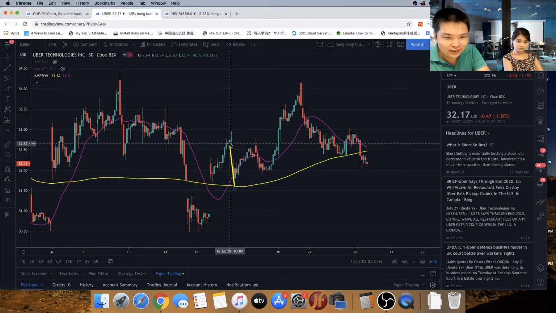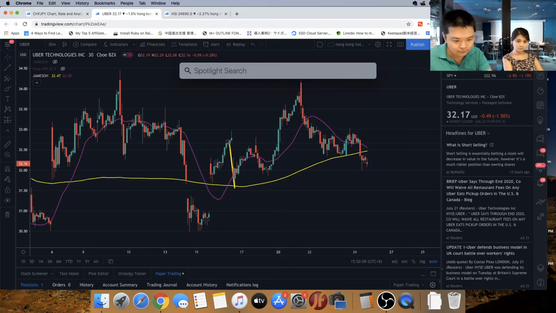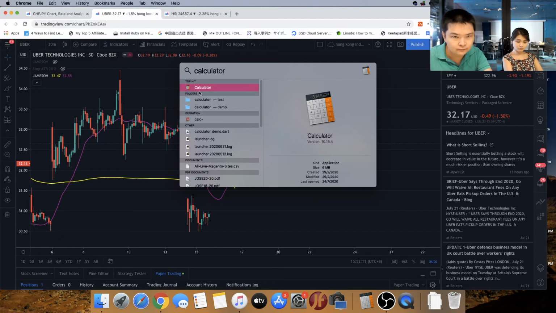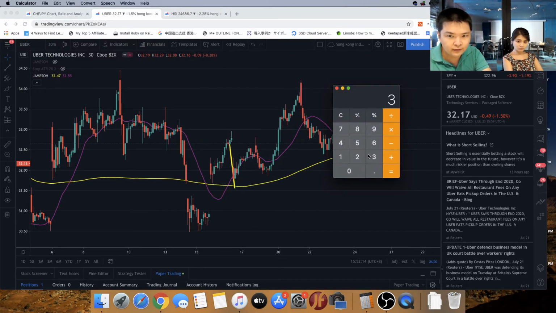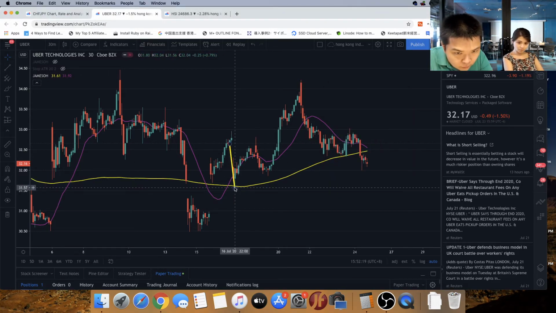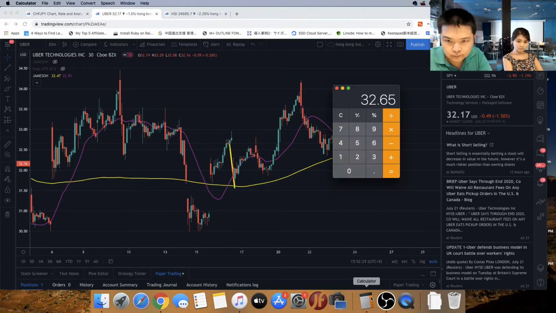So for example, this price was 32.65, okay? If you bought at 32.65, and here it went all the way down to 31.54, okay? So your stop loss has to be more expensive than $1.11. Has to be more. Otherwise you'll hit it, all right?